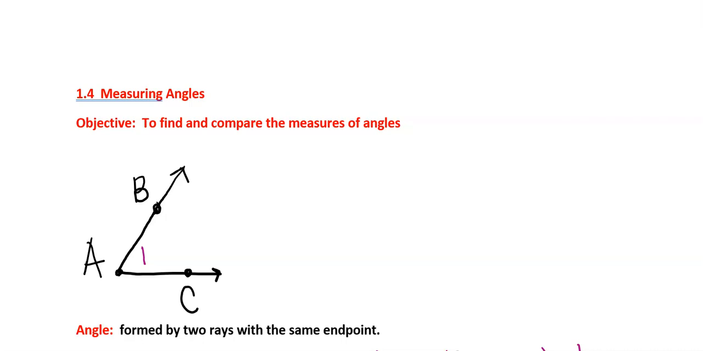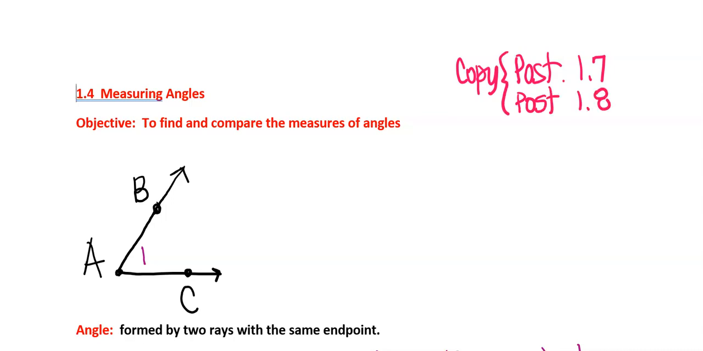Section 1.4 is titled Measuring Angles. The objective today is to find and compare the measures of angles. Today we have to copy postulate 1.7 and postulate 1.8. So before today is over, make sure that you have both of those in your separate notebook, and I will tell you what you can have when we get to them.